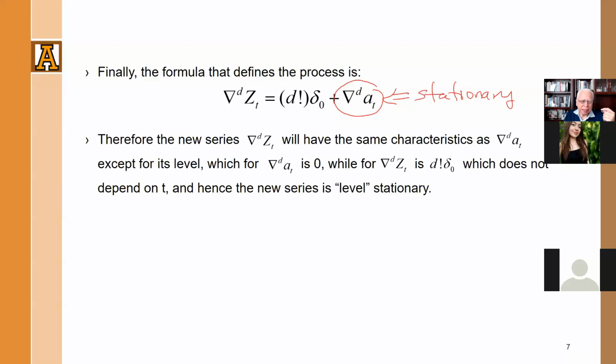And that's what it says here. The difference of order d of Z_t will have the same characteristics as the difference of order d of a_t, except for the level. The only thing that changes is the level. It's not going to be zero, but the level here is going to be d factorial times delta 0, plus this thing, which is stationary. So the intercept changes. It's not going to be zero, but it's stationary. The important thing is that the difference series is stationary.